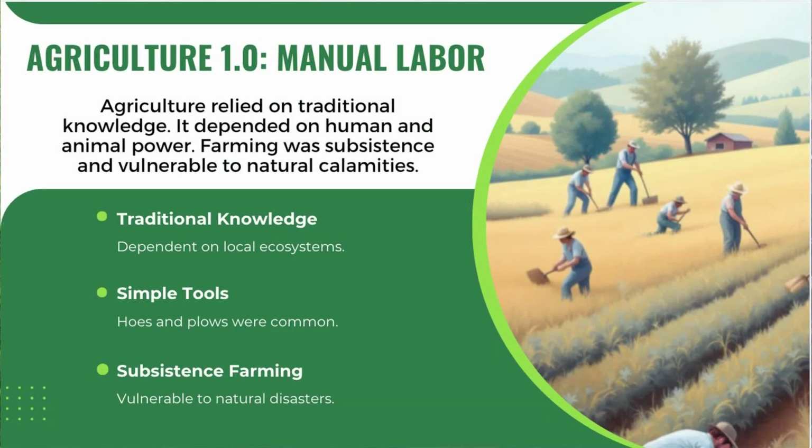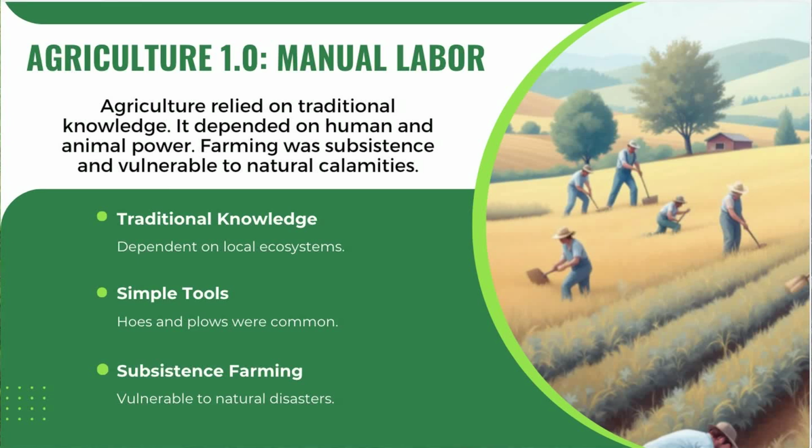So first, let us discuss the evolution of agriculture. As I have already mentioned, agriculture has evolved through various eras, that is from agriculture 1.0 to agriculture 4.0. So what is agriculture 1.0? This is called the era of manual labor. So what happened in this foundational phase?